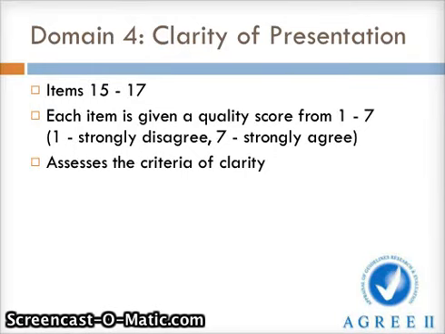My name is Juley and I will be continuing with the critique of the Clinical Practice Guideline using the AGREE II tool. Picking up where Emma left off, Domain 4 looks at clarity of presentation. This covers items 15 to 17 and assesses the criteria of clarity.